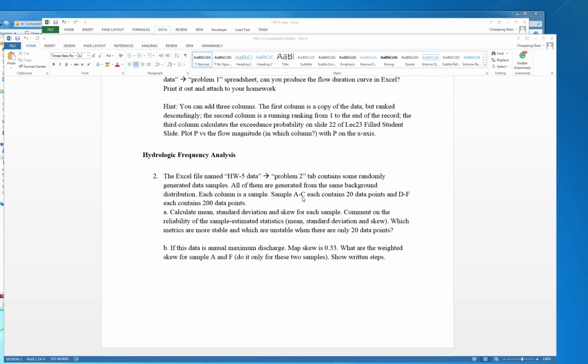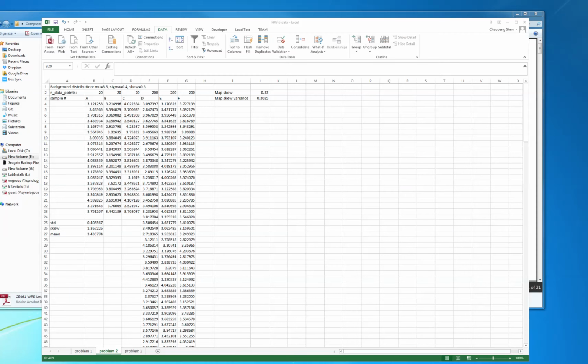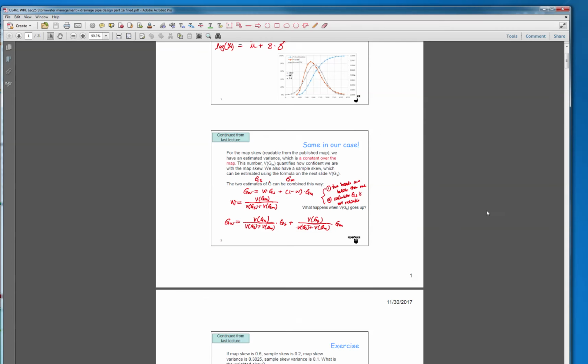Then part B asks, if the annual data, the map skew is 0.33, what is the weighted skew formula? What is the weighted skew for sample A and F? This is the formula that we need to use. We need the variance of the sample skew plus the variance of the map, and the numerator is the variance of the map skew. Do this weighted formula. This is basically what I want you to do.